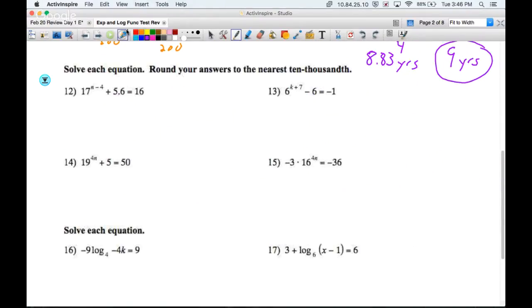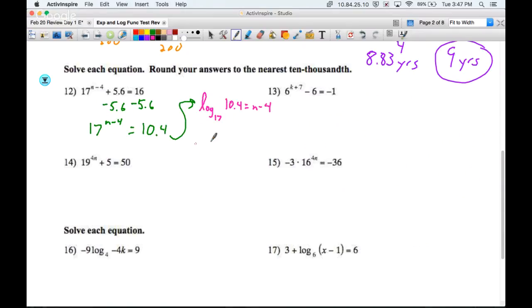All right, solving equations here. Round your answer to the nearest 10,000th. This is a straightforward isolate n situation. We'll have to use a logarithm at one point to do so because our variable is inside the exponent. All right, so to get free our variable, we have to rearrange this into a logarithm. So log base 17 of 10.4 equals n minus 4.